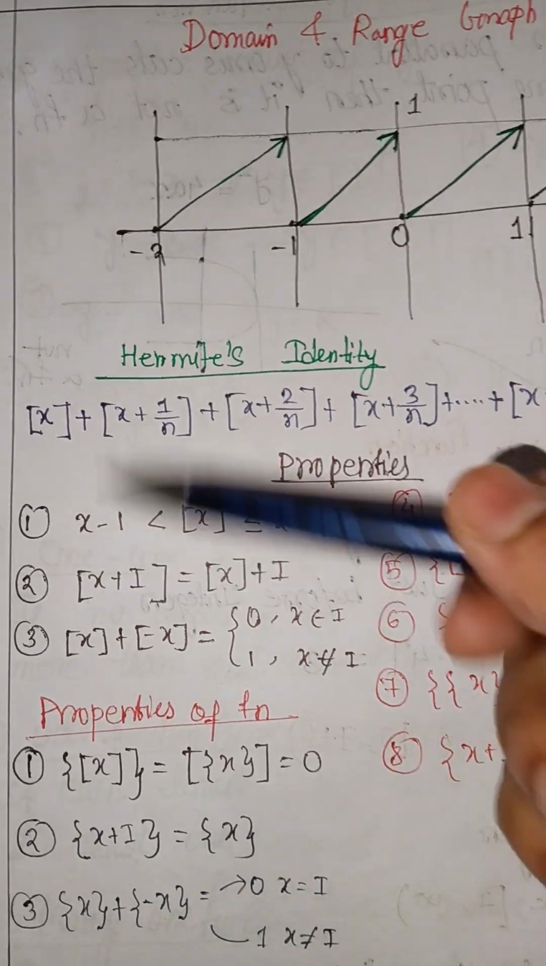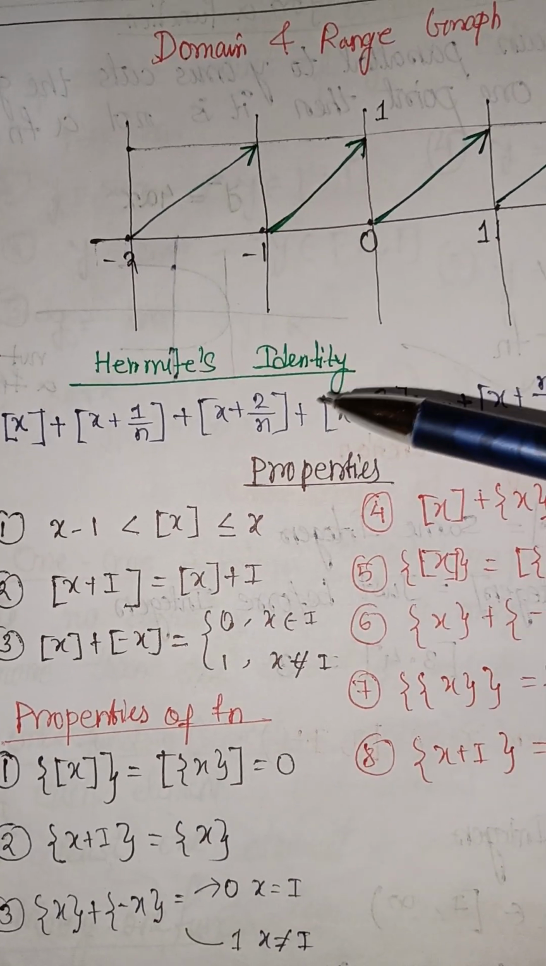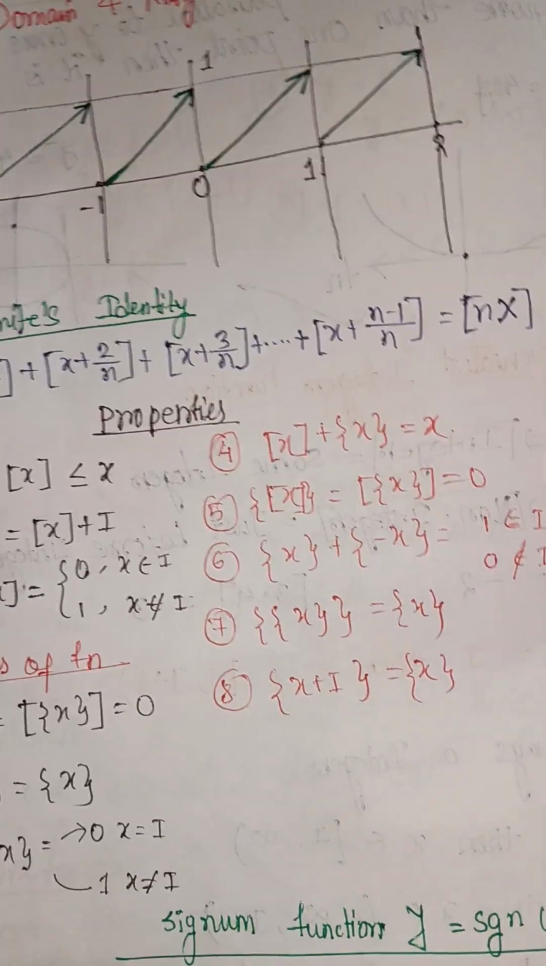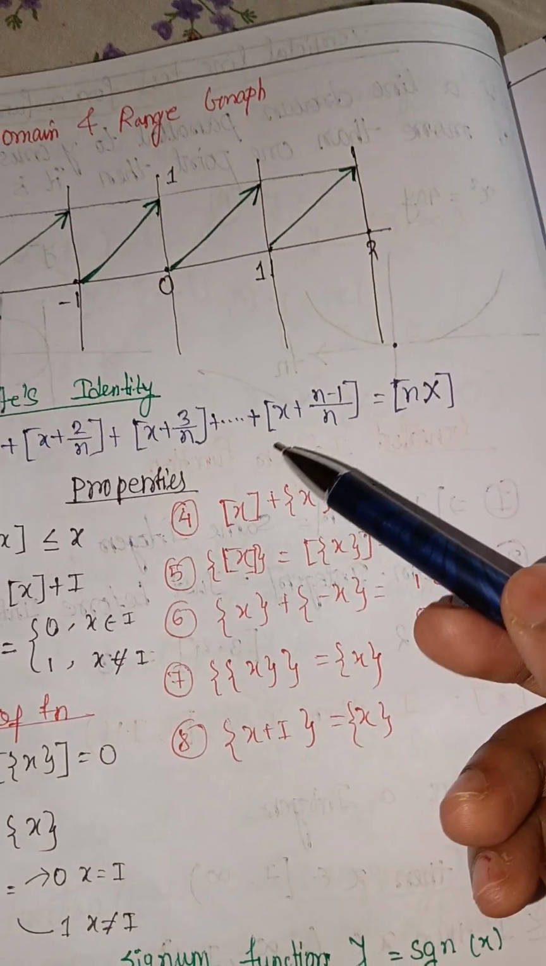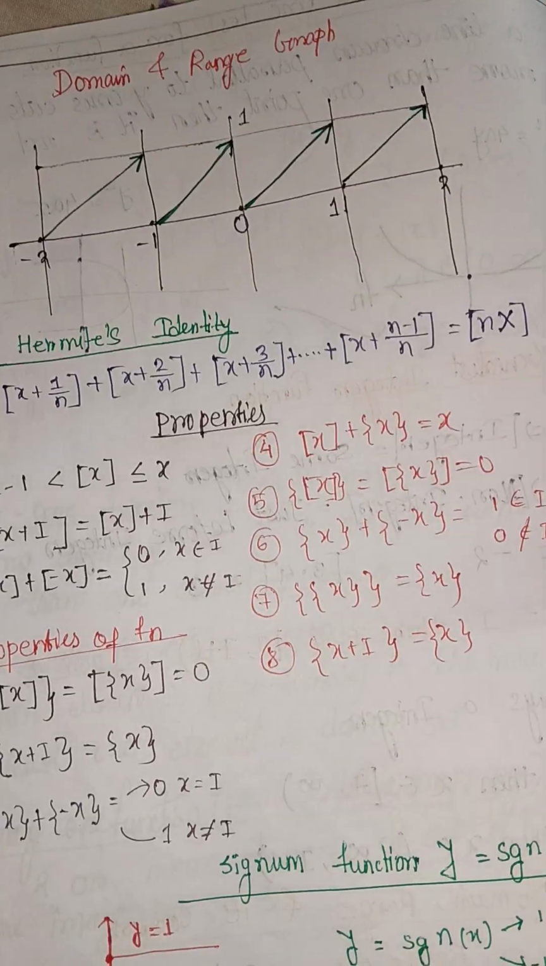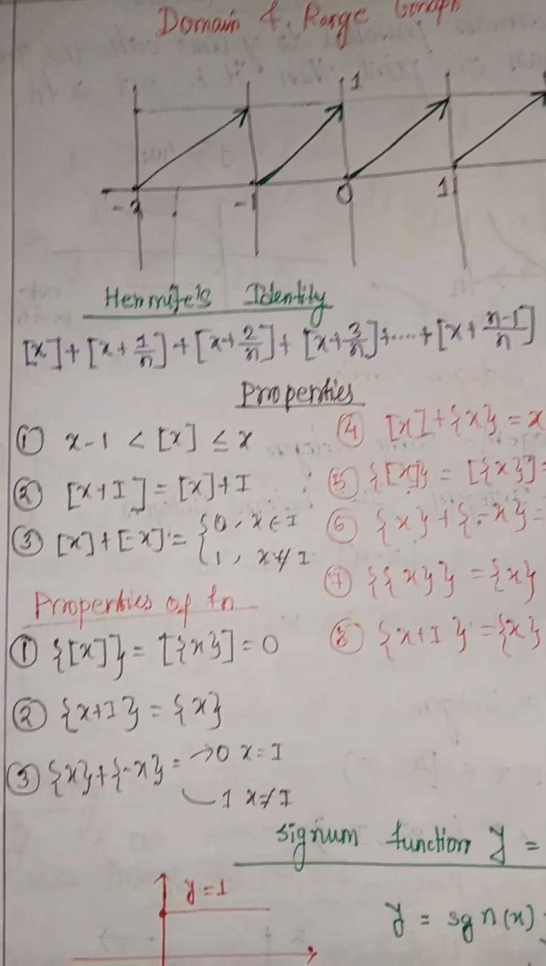Next is Hermite's identity: floor x plus floor of x plus 1 by n plus floor of x plus 2 by n plus floor of x plus 3 by n and so on, up to floor of x plus n minus 1 by n, is equal to floor of nx. That's Hermite's identity.